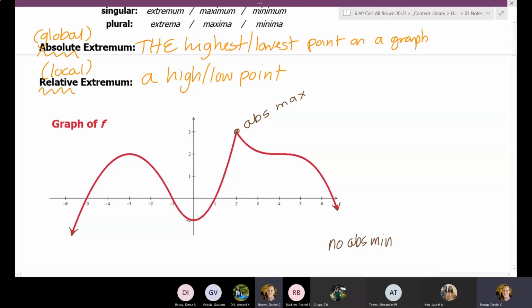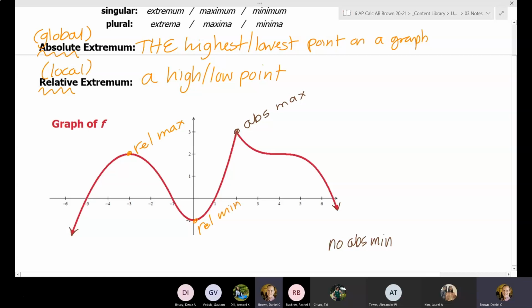But then all these other high and low points would also be considered relative extrema. So for example, this point over here, it's not the highest point, but it is a high point, so it's a relative max. This point down here is not the lowest point, but it is a low point, so it's a relative min. And technically that absolute max, since it's also the highest point around it, can also be classified as a relative max.